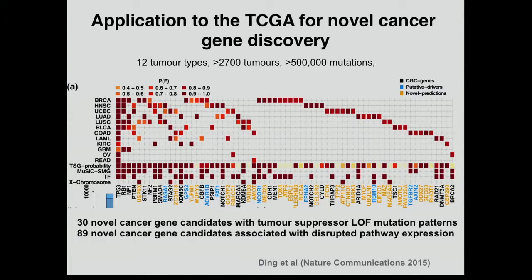This is really, we've shown, really potent in identifying potential tumor suppressor candidates. So this is where loss of function mutation or deletion has essentially disrupted or depleted the expression of that gene in the sample. And so this is just the application of this to the TCGA pan-cancer. This is 12 tumor types, almost 3,000 tumors, 500,000 mutations.